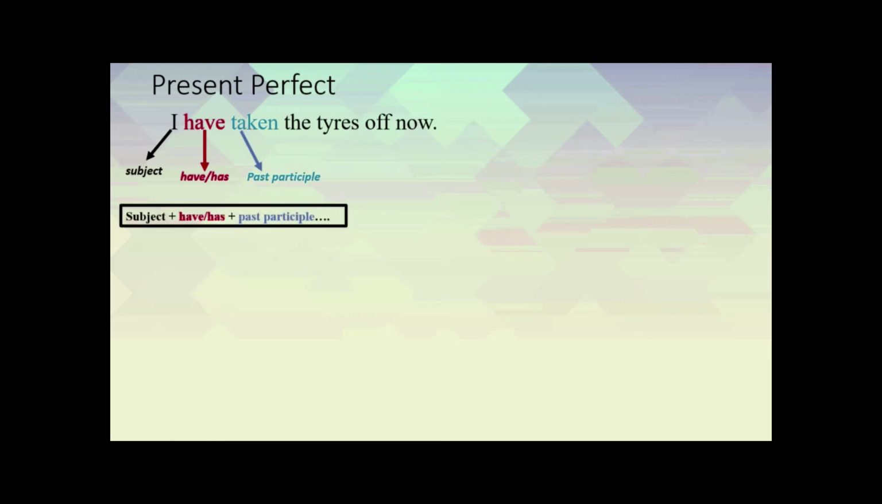We have, I have taken the tires off now. So you can see that we have the subject and the auxiliary have, which can either be have or has, and then the past participle, that's verb 3 of the main verb. So that is subject plus has or have, plus the past participle of the main verb.